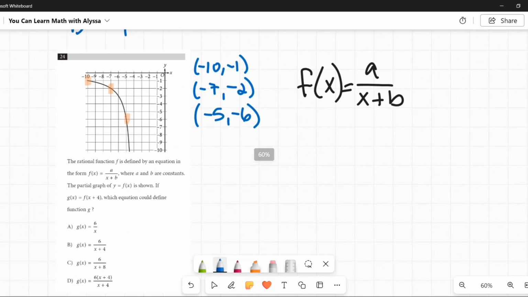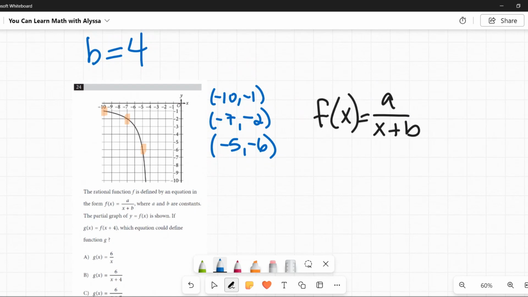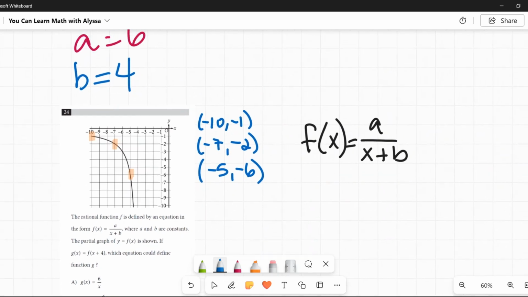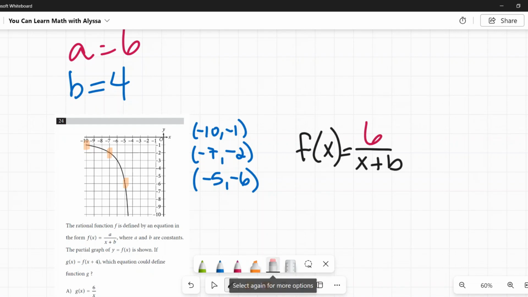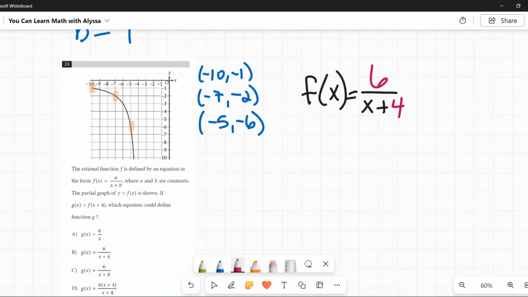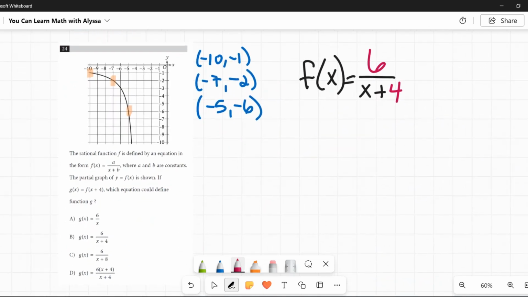I'm going to rewrite this original equation because we had it as f of x equals a over x plus b. But we know now that a is 6, and we know that b is 4. So that's the original equation. f of x is 6 over x plus 4.